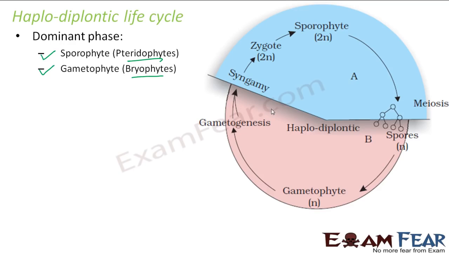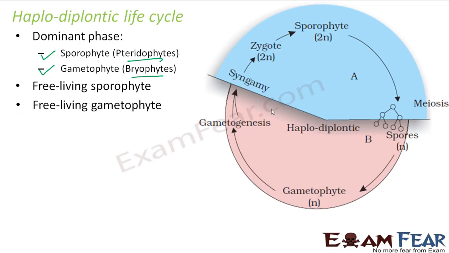So if I talk about the pteridophytes, in pteridophytes, the sporophyte is free-living. The gametophyte is also free-living. So in this kind of life cycle, neither the sporophyte nor the gametophyte is dependent on the other. Both are free-living. So both are photosynthetic. Both are capable of surviving on their own.